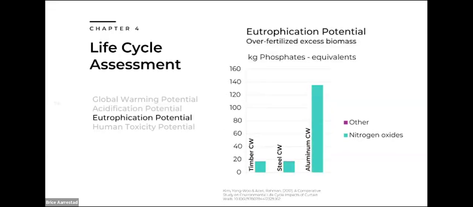If we go to eutrophication, this occurs when nutrients are over-fertilized in soils and water, leading to excess biomass and affecting life in the ecosystem. Aluminum curtain walls, again, are about 6.5 times the eutrophication potential as other products, steel and timber curtain wall products.